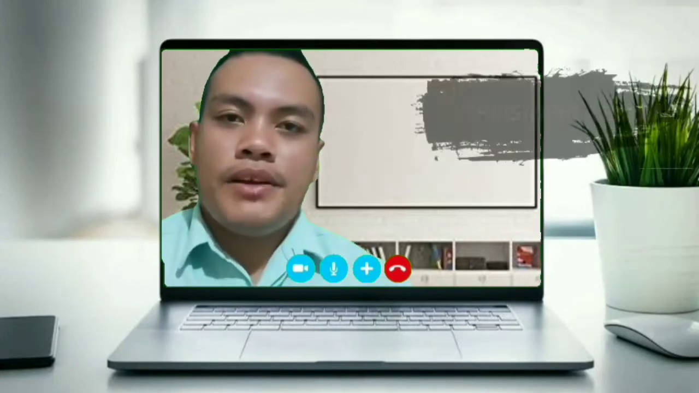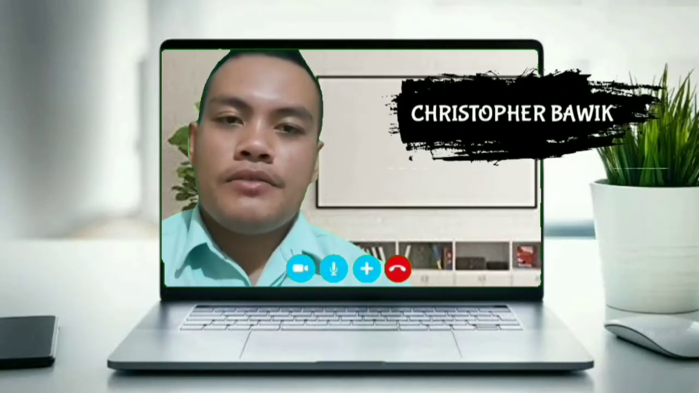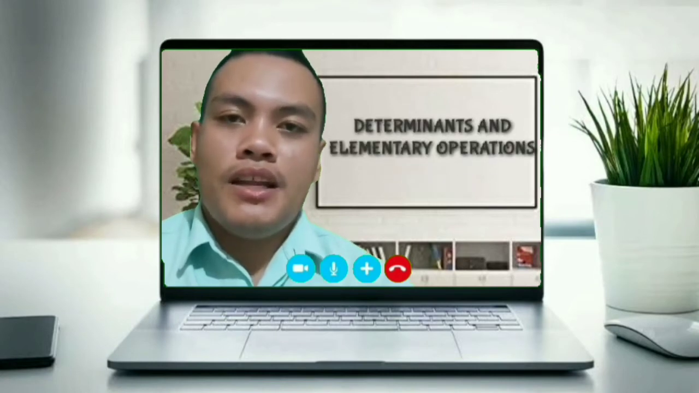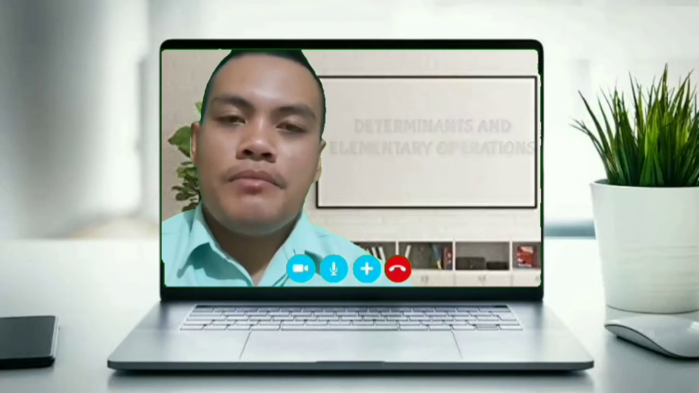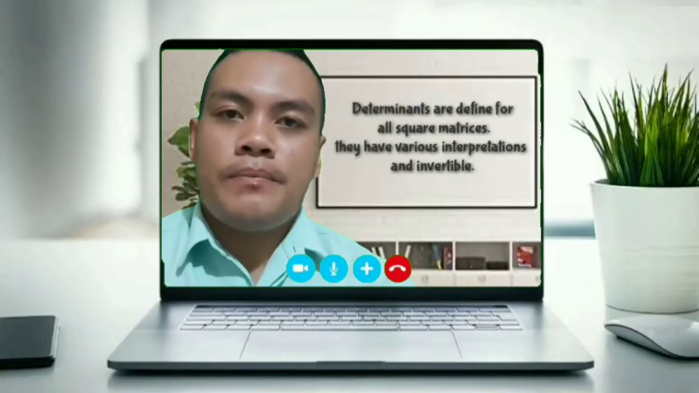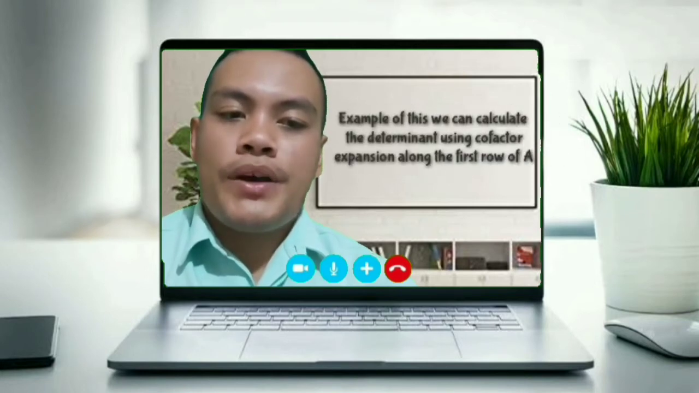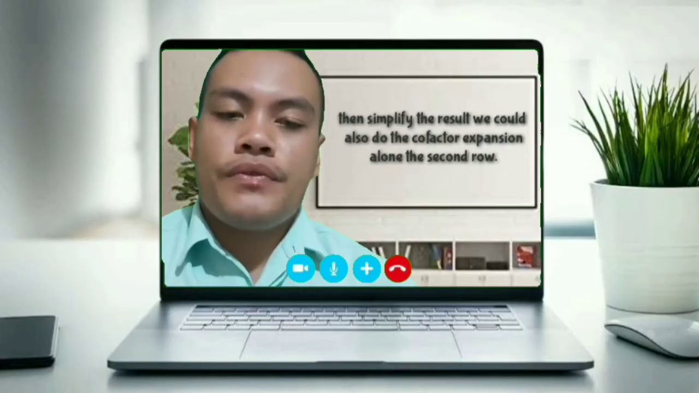Good day everyone, my name is Christopher Pibawik. I would like to discuss another example of our topic, which is all about determinants and elementary row operation. Determinants are defined for all square matrices. They have various interpretations. For example, we can calculate the determinant using cofactor expansion along the first row of A, then simplify the result. We could also do the cofactor expansion along the second row.